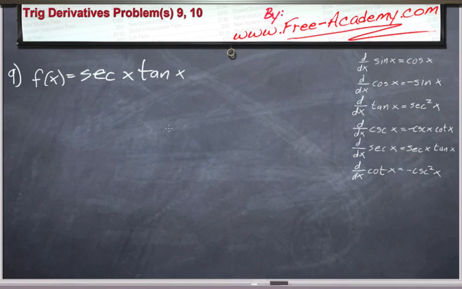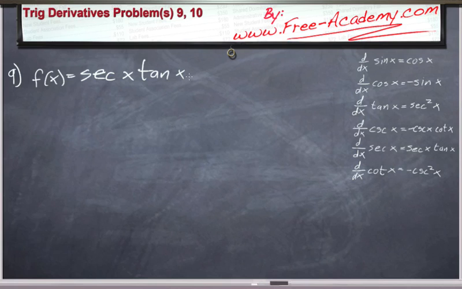www.free-academy.com, we're going to practice doing trigonometric derivatives by doing problem 9 and 10 out of the text. Problem 9 gives us that f of x is equal to secant of x times tangent of x. Now, there's, in any problem, multiple ways of going about solving it.